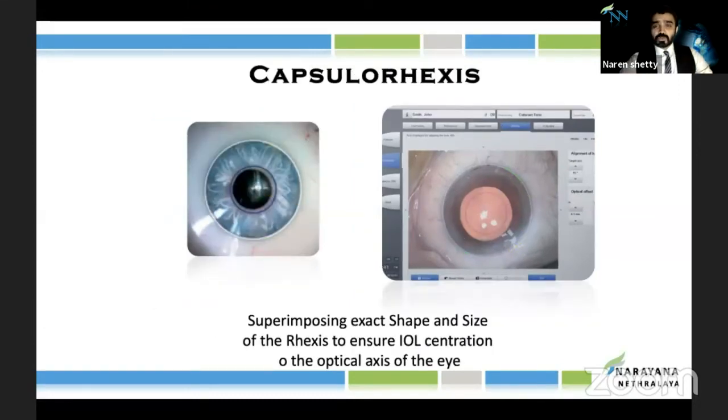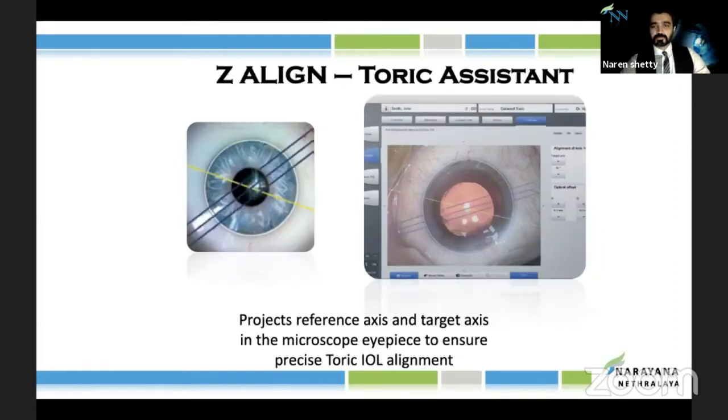And you can do your capsular axis, which is amazing. You can perfectly center it to how you want it and also the size you want it. This is very important, especially when you're operating on a toric patient or a trifocal patient. The overlapping is very crucial. Obviously, it helps us to align the toric lens.